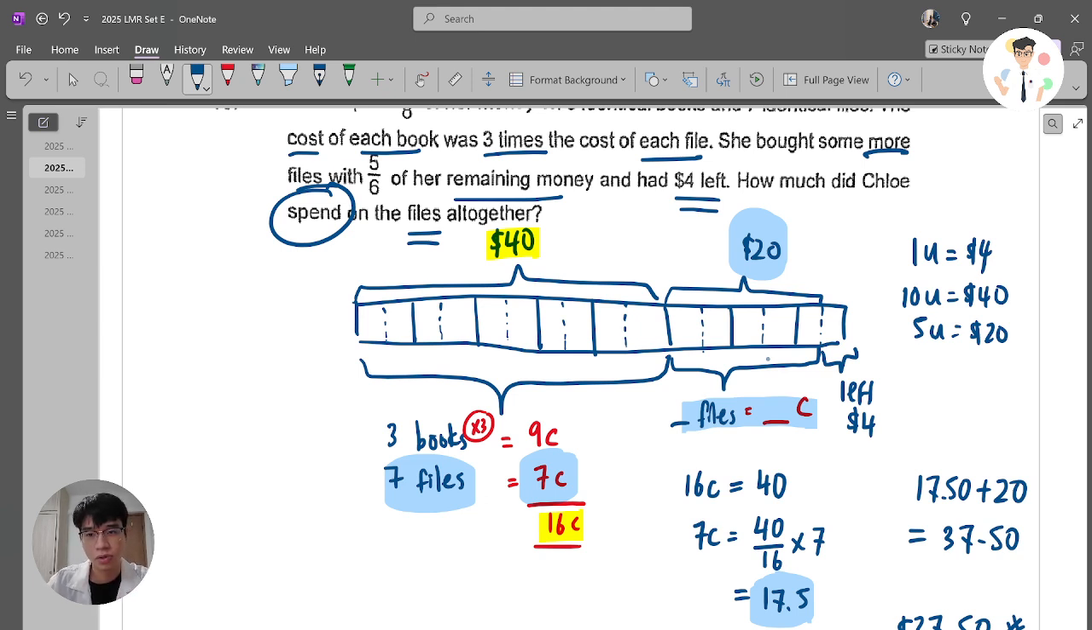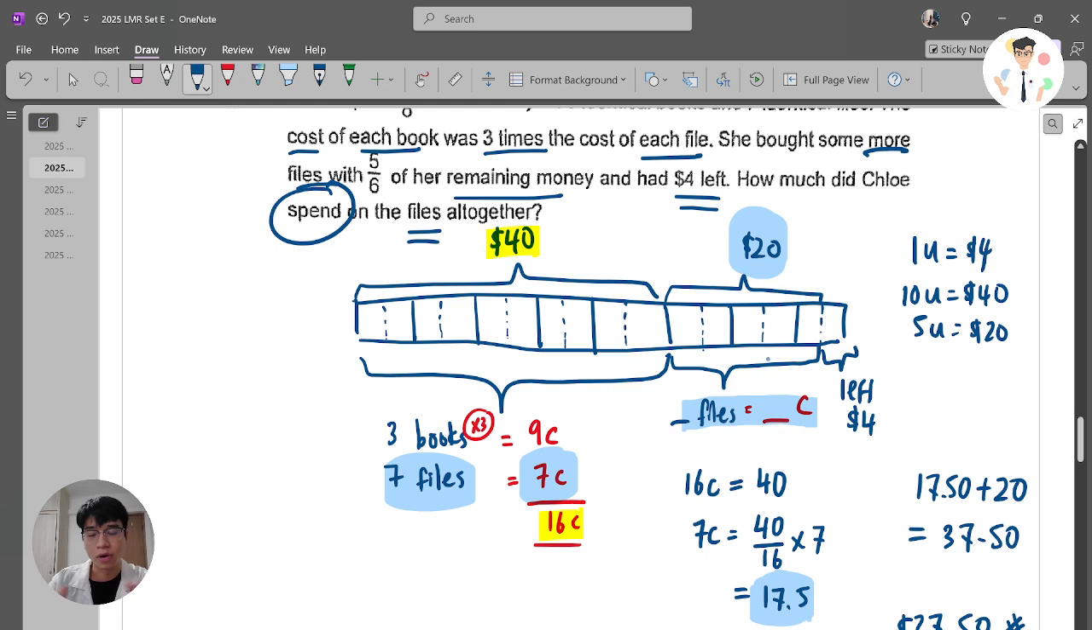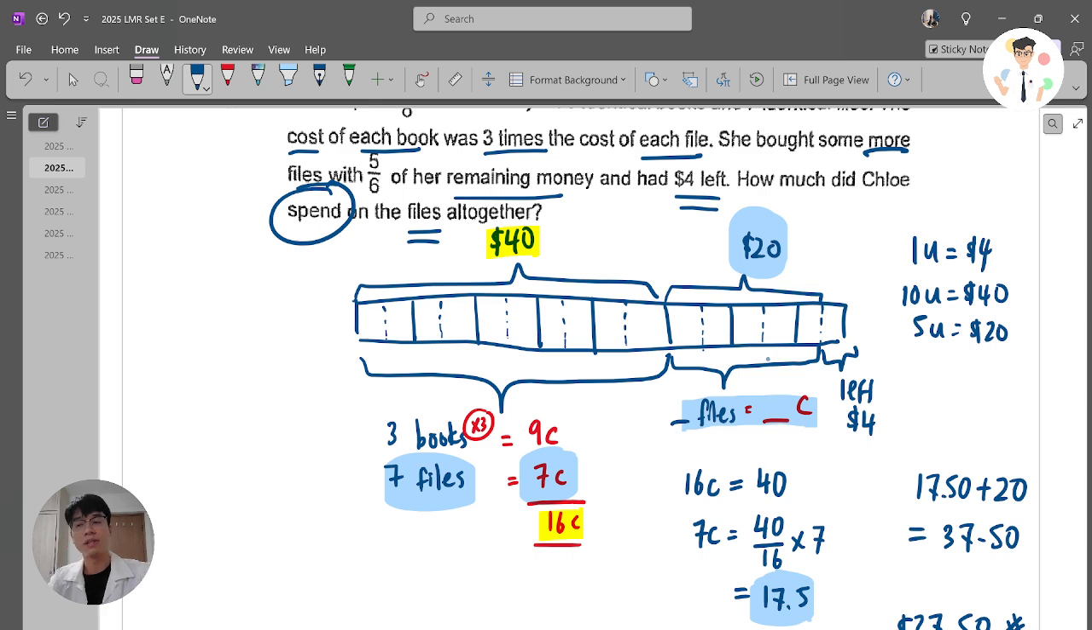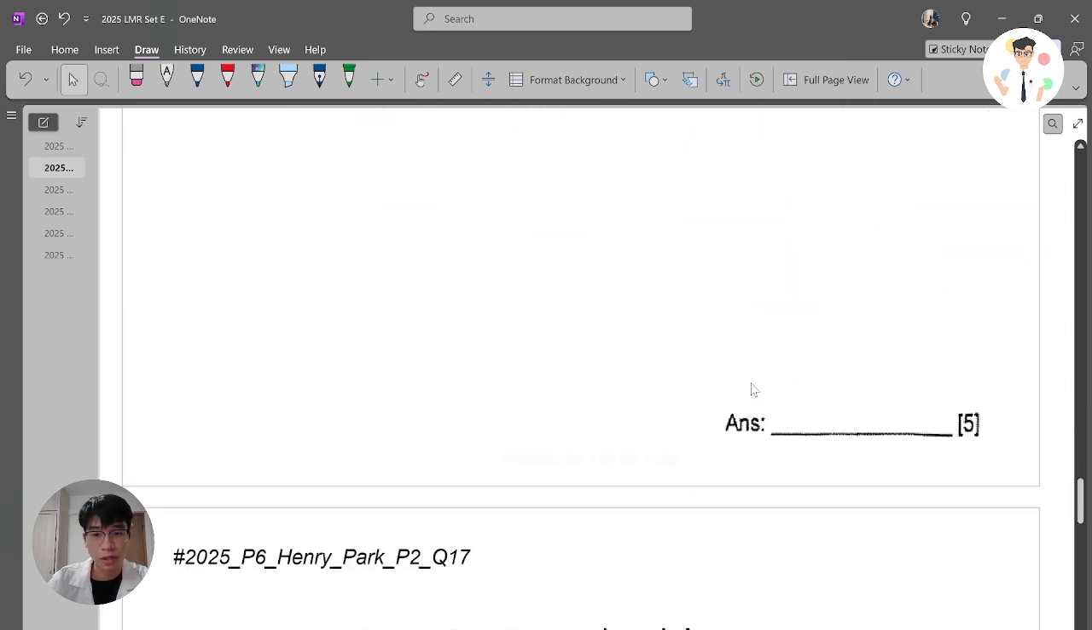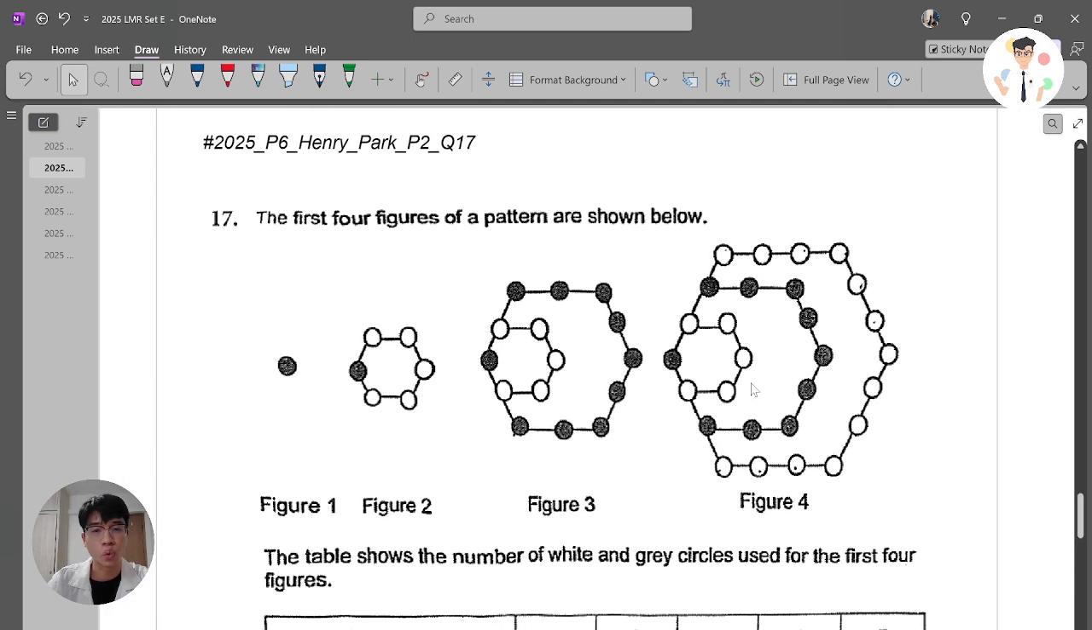Okay, so I think it's kind of simple, this question, although it's 5 marks, but you need to think in a more organized way. Yeah, okay. You just write this down if you feel like this way maybe is a better way to try it out. Okay, and of course, if you have other ways to do it, that is totally fine as well. Okay, let's move on to our last question for this worksheet. And this is from Henry Park, paper 2, question 70.